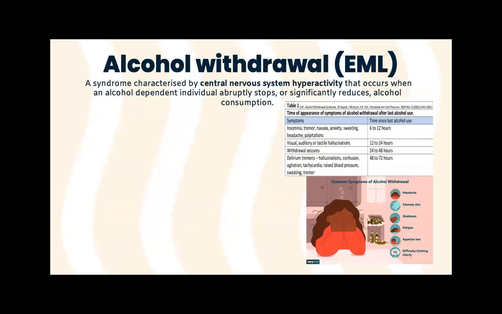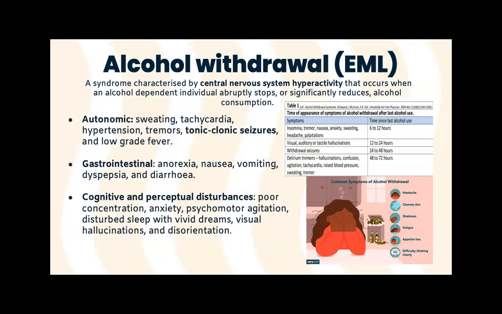Now, alcohol withdrawal: alcohol is a depressant. What alcohol basically does is depress large parts of the brain, especially the inhibitory part. So when one withdraws, you end up with central nervous system hyperactivity when you suddenly reduce your alcohol. There are different types of symptoms: autonomic symptoms, and seizures are part of that picture, all your gastrointestinal symptoms, and then a whole range of cognitive and perceptual disturbances. We sometimes see substance-induced psychosis as well.